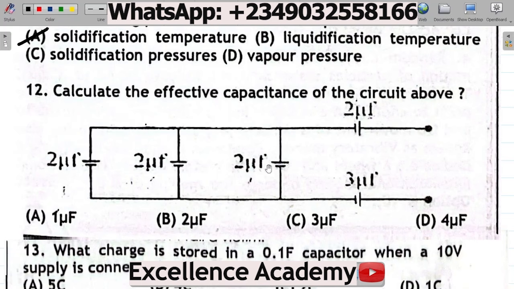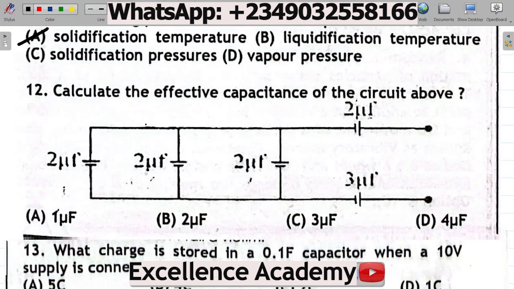So how do we solve this? Now for this circuit, when it comes to finding the effective or the net capacitance, all you have to do is calculate from the closed end to the open end. This is the closed end, and this is the open end. You can see the gap there, which shows the open end.